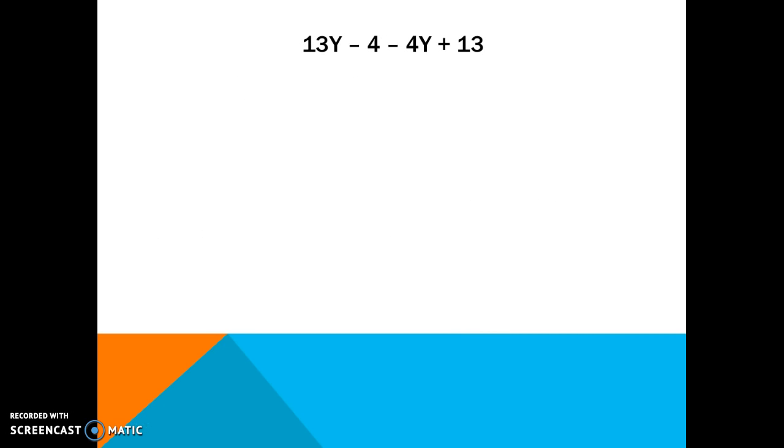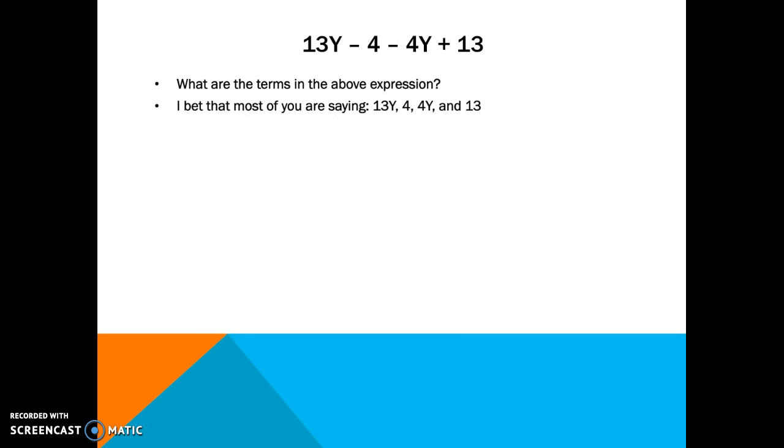So let's think about another expression. We have 13y minus 4 minus 4y plus 13. If I look at this expression and I want to figure out what the terms are, I notice that I have subtraction, addition, and multiplication. I'm sure that some of you are maybe thinking, oh, the terms are 13y, 4, 4y, and 13. And I see where y'all are coming from. However, if we think back to the definition of a term, they have to be separated by addition signs.